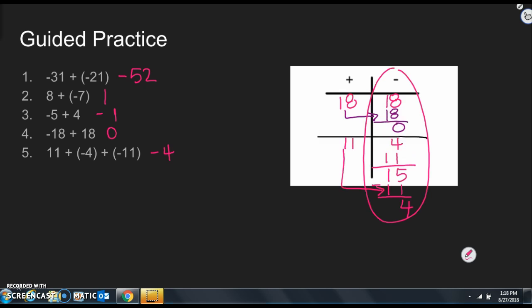For number 4, you should have gotten 0. Negative 18 plus positive 18 is 0. For number 5, you should have gotten negative 4. 4 and 11 both are negative, so that gives us negative 15. Minus 11 would be negative 4.